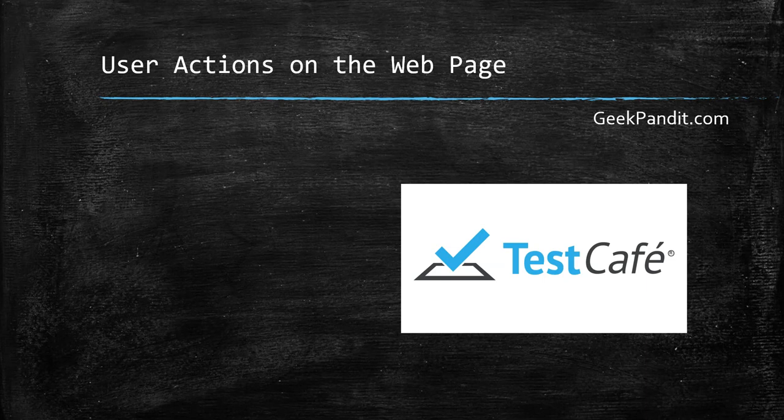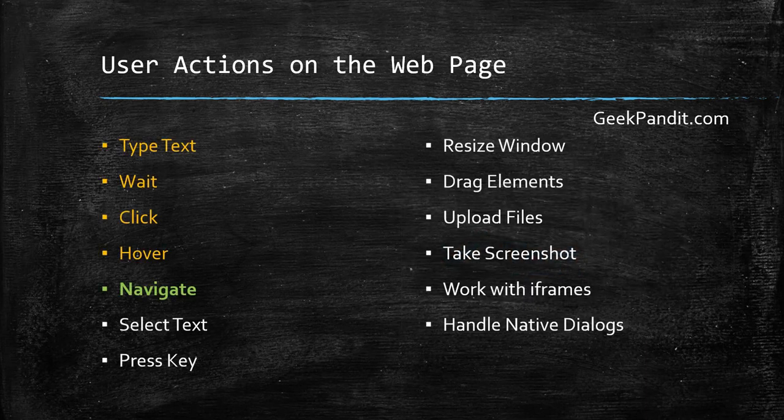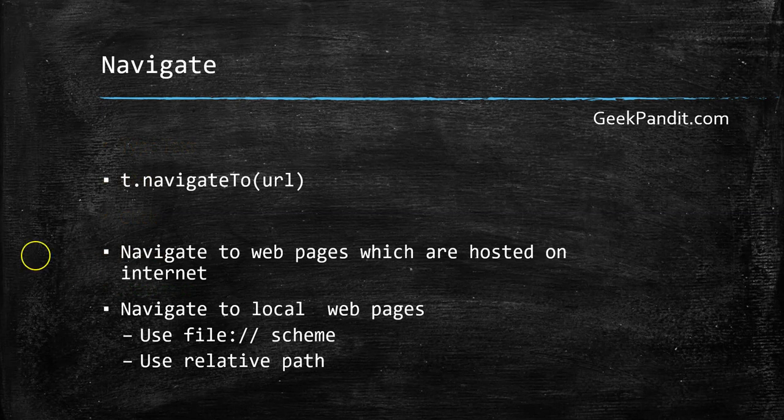So we are learning about the user actions on the web page, and in the previous videos we learned about the user actions type text, wait, click, hover, and in this video we'll learn about the user action navigate. As the name suggests, it is used to navigate to different web pages, and for this Testcafe provides the t.navigateTo method. The syntax is t.navigateTo and in brackets the URL. The URL is basically the web page URL where you want to navigate to.